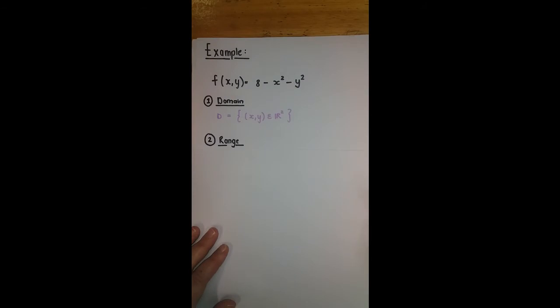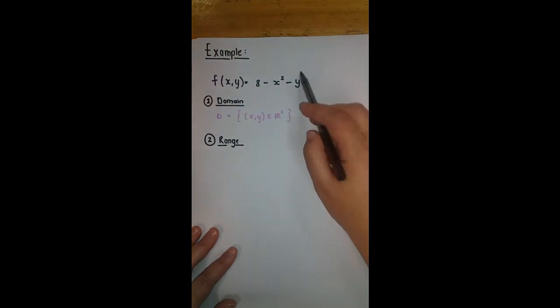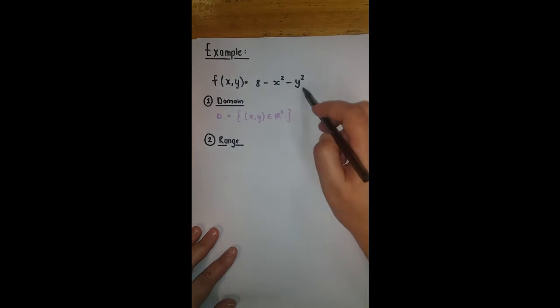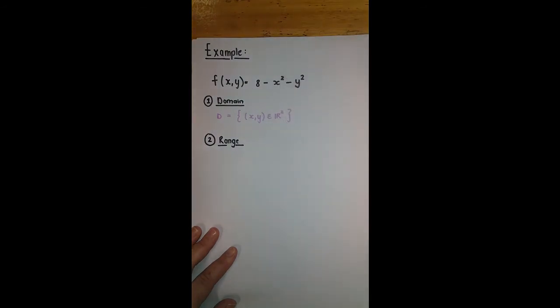So for the range, things might become a bit more complicated, and you'll have to examine the function that you've been given. So if we look closer, we see that 8 is always being minused by a positive value. It doesn't matter whether x is positive or negative, this will always be positive, and the same for y, this will always be positive. Therefore, 8 will always be less. So the function will always be less than 8. Therefore, the range of the function is negative infinity to 8, because it will only be equal to 8 when x and y is 0. So this will be your notation.